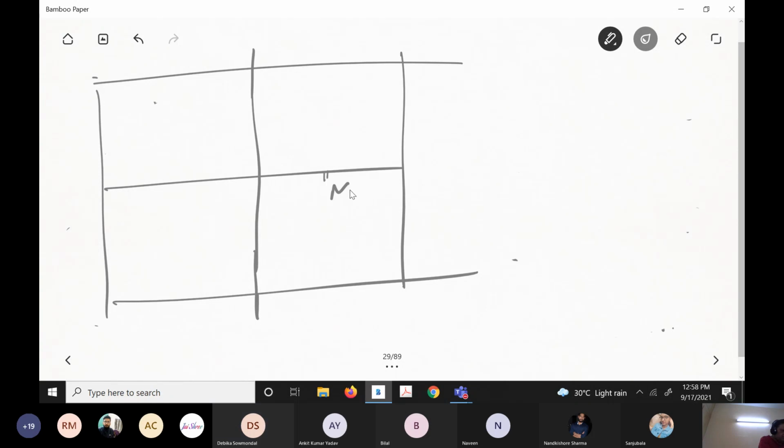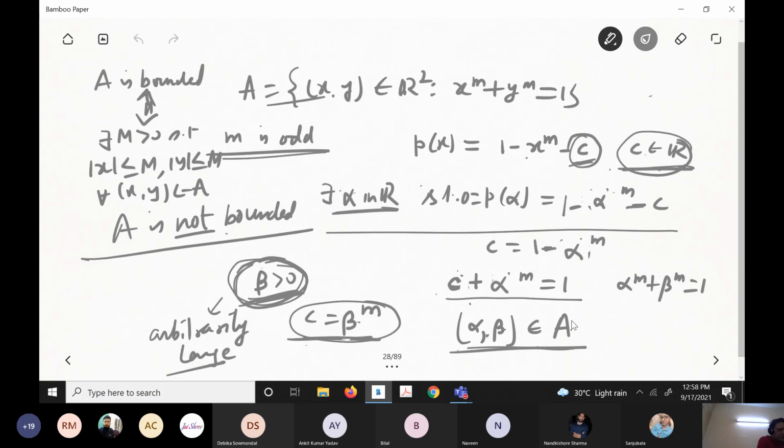So that is exactly what I'm doing. Now look, I'm saying here (alpha, beta) belongs to A, and beta is greater than 0, but beta I can choose arbitrarily large. So I won't get any m. There does not exist m greater than 0 such that this is less than or equal to m for all beta, because I could choose any beta and still (alpha, beta) will belong to A. So A will be unbounded. That's it. Is it clear now? What is the problem?